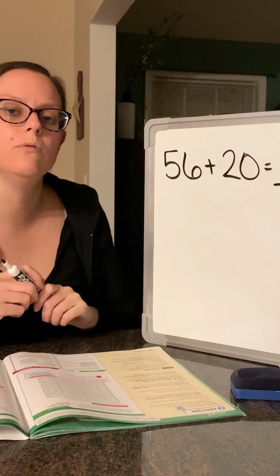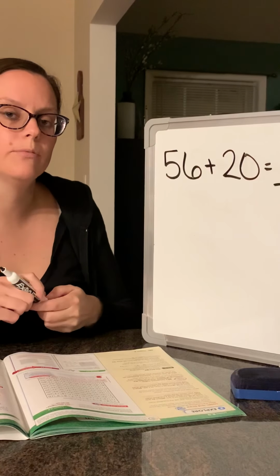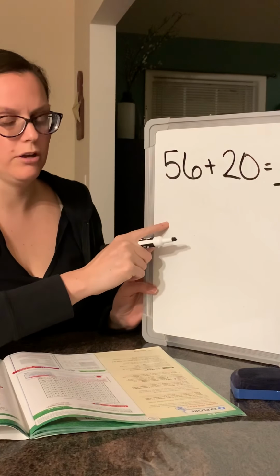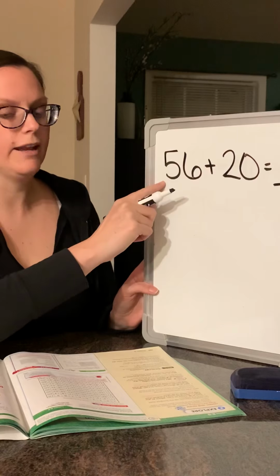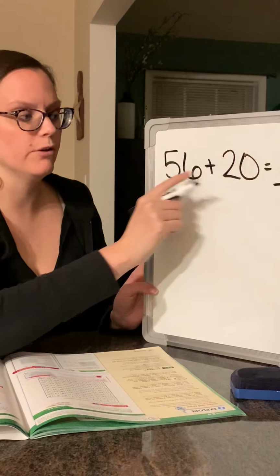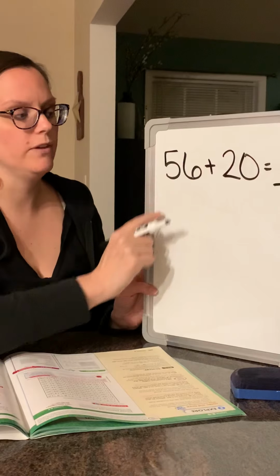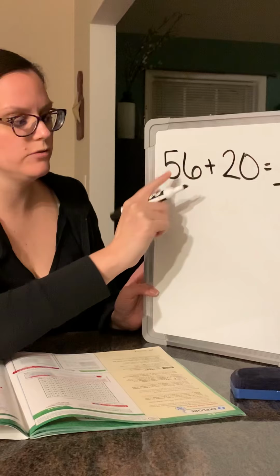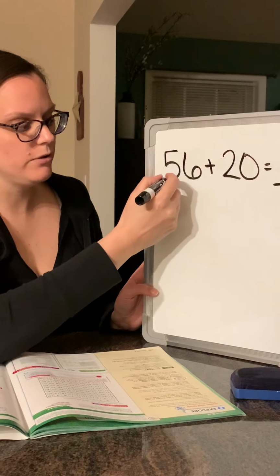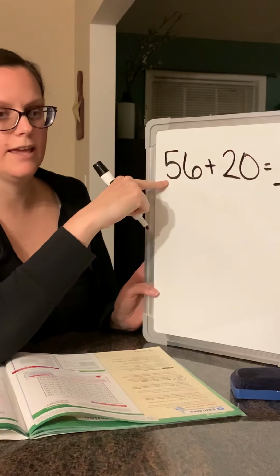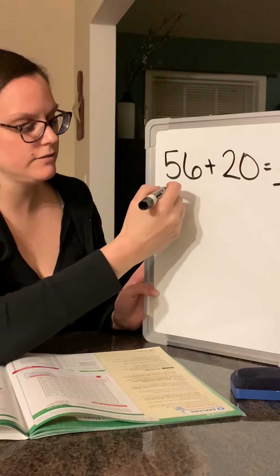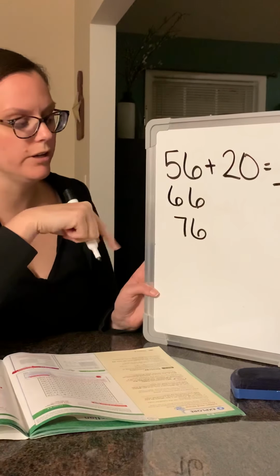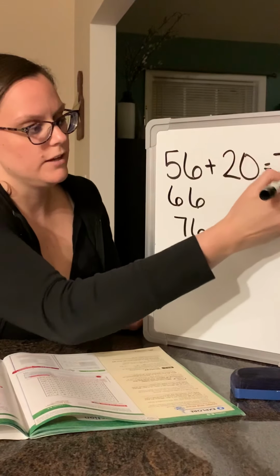And boys and girls, when you are adding 10s on your number grid or your 100 chart, you are moving down the 100 chart. Okay, if we were adding 1s, we would be moving across, but we are not. We are adding 10s, so we are moving down. So if I start at 56, I'm going to add 20, so I'm going to move down 2 10s. So I know that the only number that's going to change is the 10. 56, 66, 76. So I'm moving down the number grid. So my sum is 76.